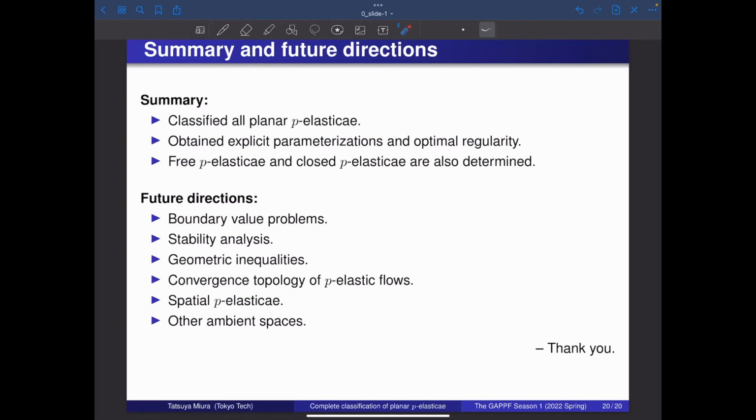Also, in this talk we have only considered planar curves, but of course spatial curves or more are quite interesting objects to study. And also we have only considered the Euclidean plane or Euclidean space, but p-elastic curves in curved spaces are also important topics to study, I think.